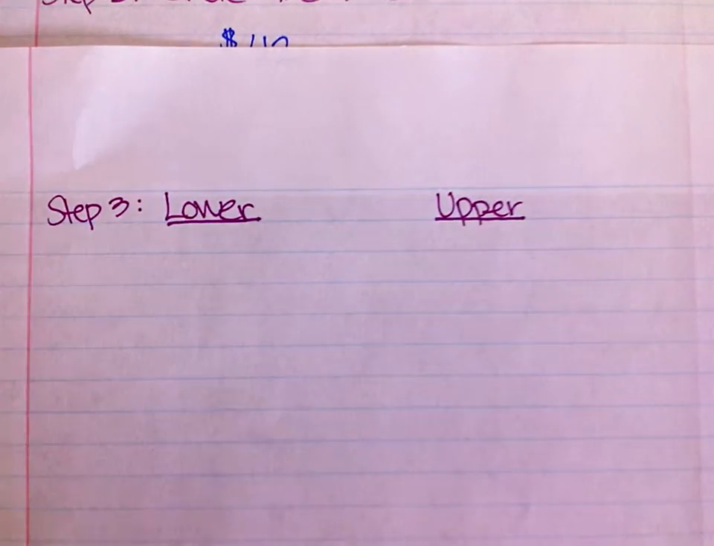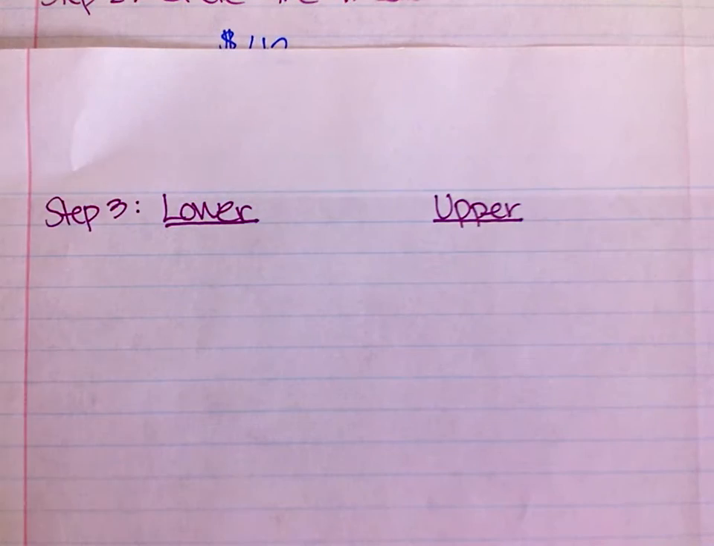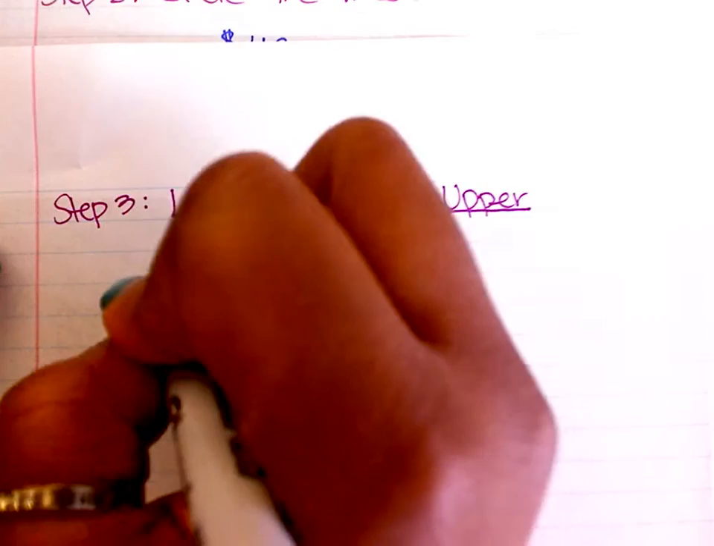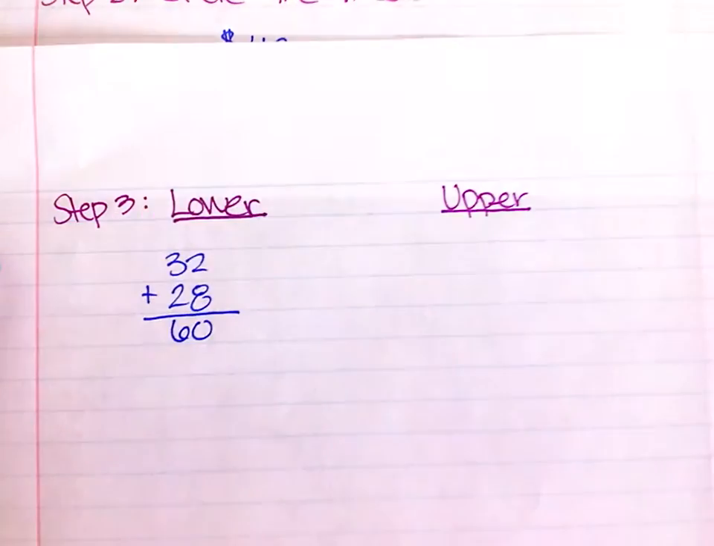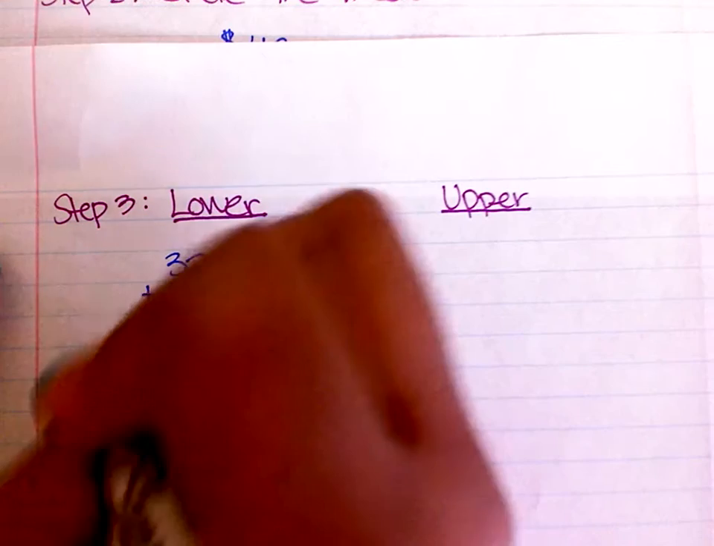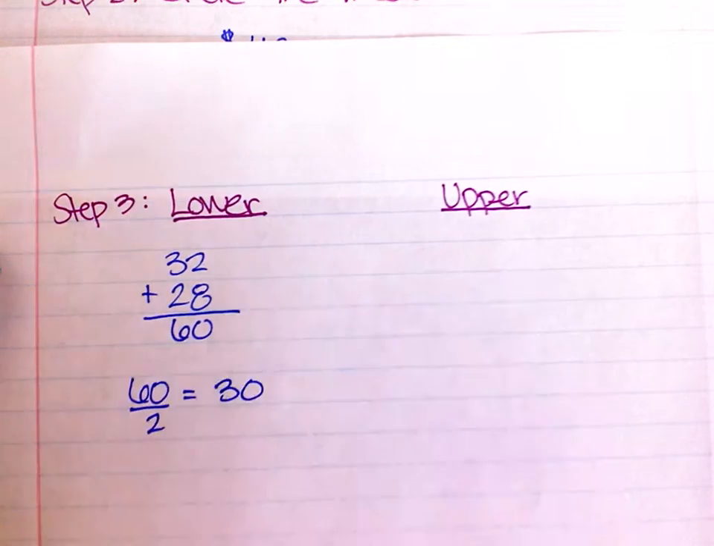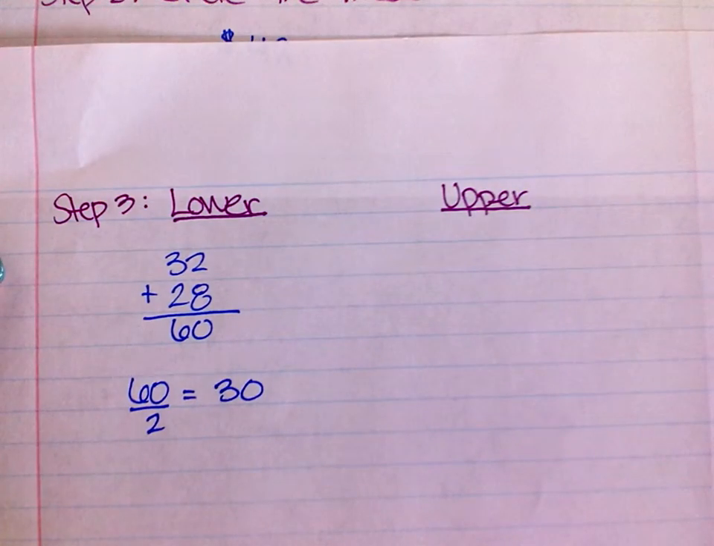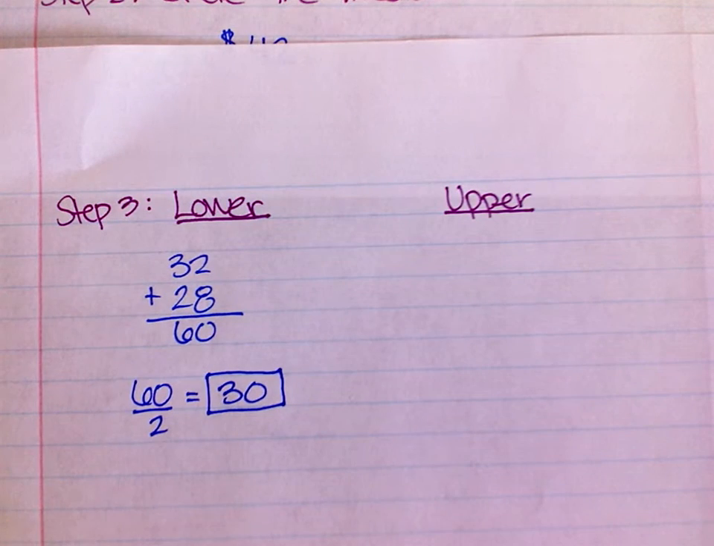So I see here in my lower quartile, I have 28 and 32. I have to add them. Okay? So I'm going to add 32 plus 28, and I'm going to get 60. Very good. And then I need to divide that by 2. So 60 divided by 2 is 30. So that's my lower quartile. So you're just finding the median of the lower half of the numbers. Does that make sense?